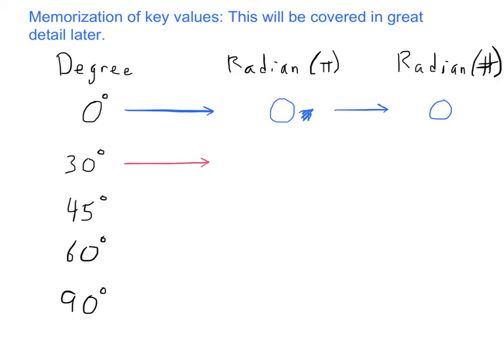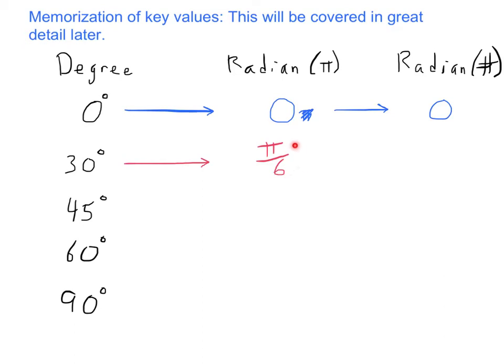30 degrees. If you want to understand where this comes from, 30 degrees is 1/12 of the way around a circle. If you took 1/12 of 360 degrees, you'd get 30 degrees. If you took 1/12 of 2 pi, you would end up with pi over 6. So sometime soon you need to have memorized the idea that 30 degrees is the same thing as pi over 6 radians.